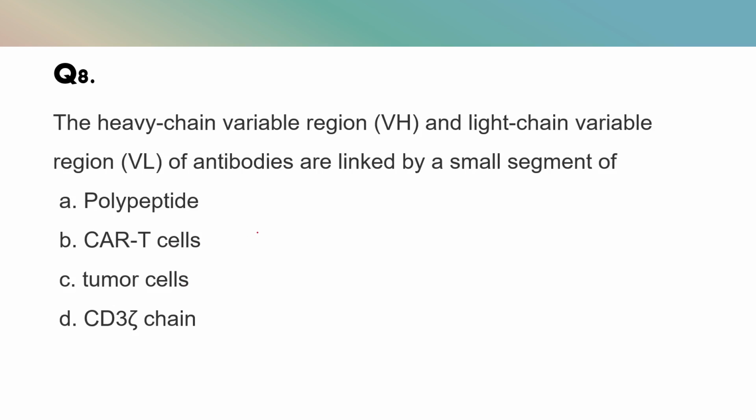Fine. So this is our next question. The heavy chain variable region and light chain variable region, that is the VL, of antibodies are linked by a small segment of polypeptide, CAR T cells, tumor cells, or CD3 delta chain. If you remember the structure of antibody, then you can answer this question. I guess everyone has read about the structure of antibody. Please try to answer this question. If it is a guess, then it will be okay. We will be discussing the whole structure of antibody.